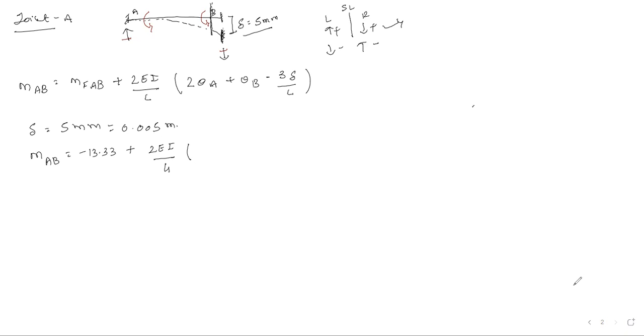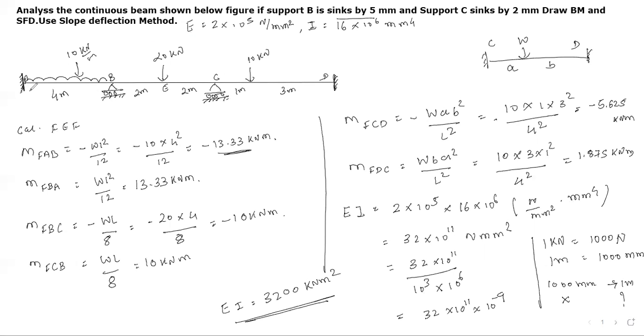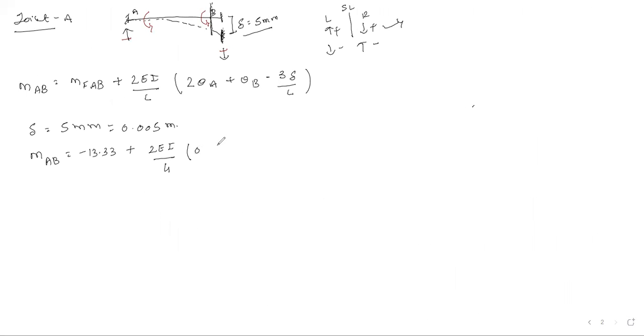2θi. Now tell me what is the value of θi from the diagram, this is the point A. Tell me what is the value of θi. 0, good. Due to fixity your slope at A is 0, plus θb, it is required to calculate. Minus, again your delta is a plus, so there is no need to change this sign, this is a by default sign which comes during the derivation of the equation. So 3 into delta 0.005 divided by length, how much length, 4 meter, is it clear?